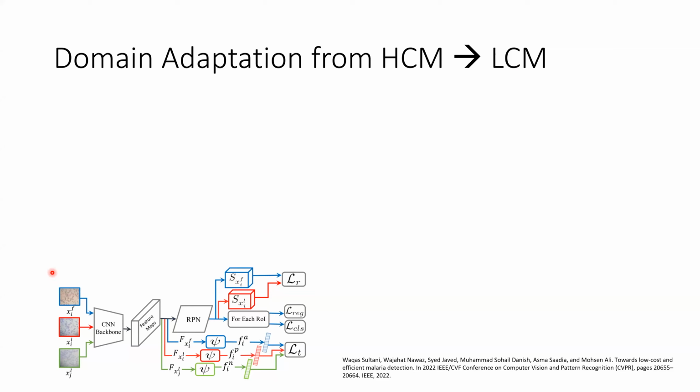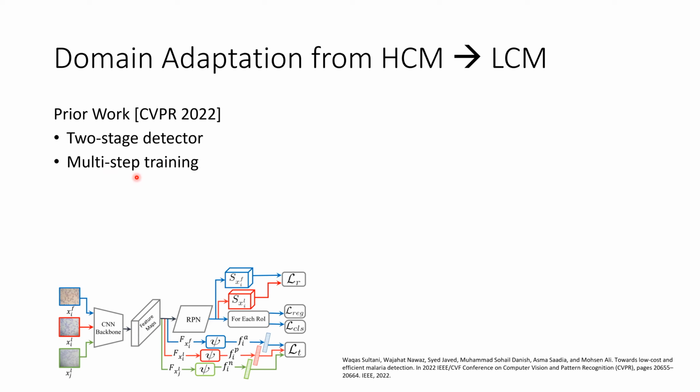This is a brief schematic diagram of prior work, from the same lab alumni, Waqas Sultani. They use a 2-stage detector, a region proposal based detector like Faster RCNN, and they first adapt the domain using fake stylized GAN images. From the HCM images they first generate fake low cost images, and try to improve the accuracy, adapting the domain like that. The problem is that they require multi-step training. First they generate the GAN images and train the GAN for that, and after generating the GAN, they require fine-tuning.